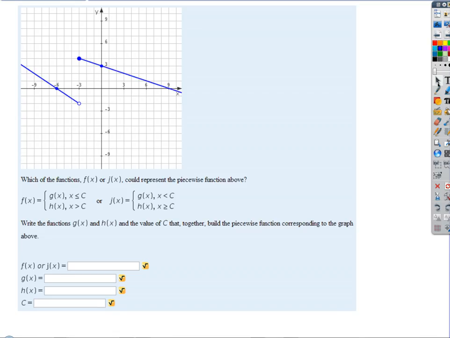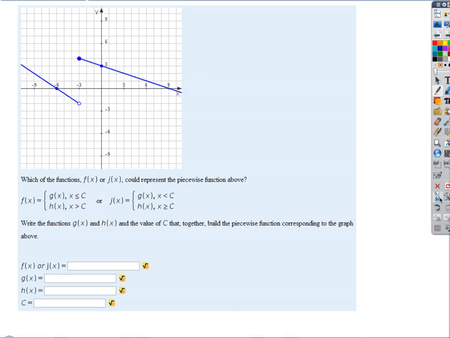Okay, so real quick, I want to make this quick. So think what we're doing with this now. We've got this piecewise function graphed up here, and we want to essentially write the function that goes with the graph, right? So there's 4 parts to this. We want to first of all pick which of these 2 forms fits. The only difference being how they treat the endpoints. That's it.